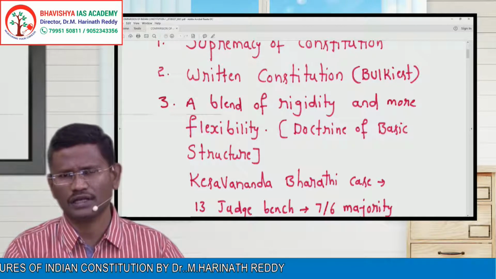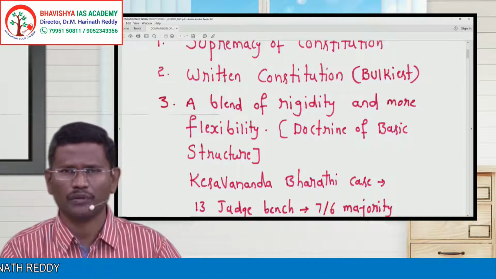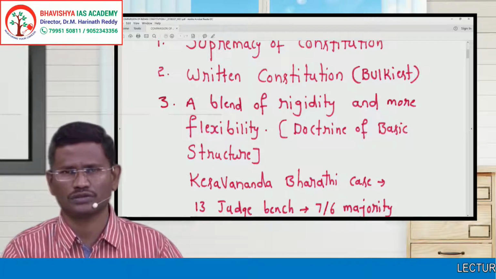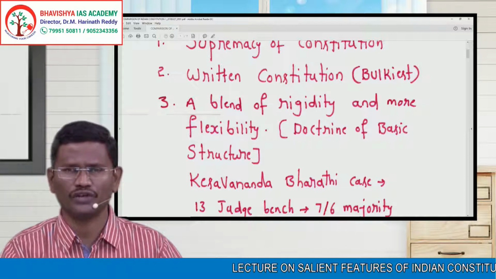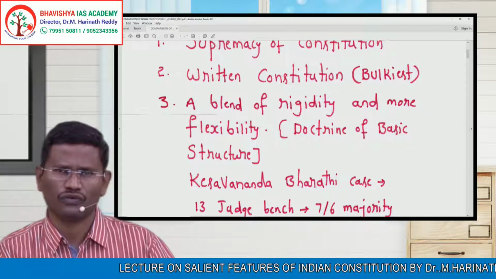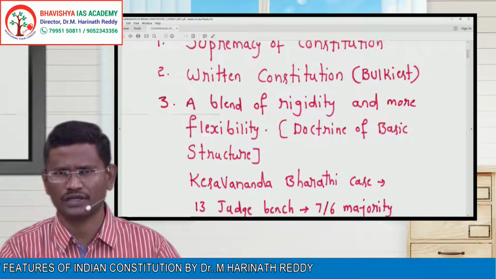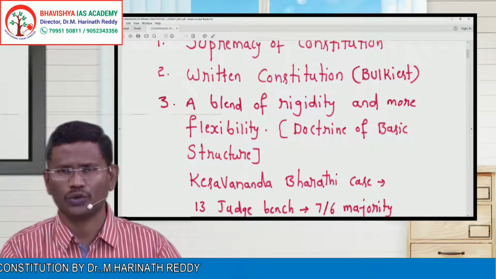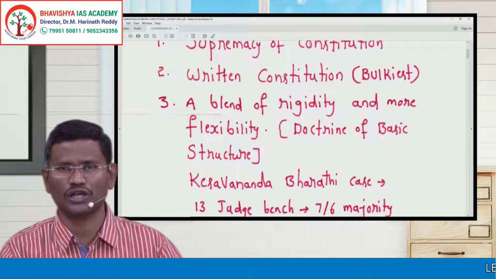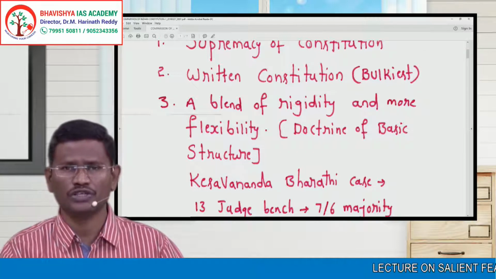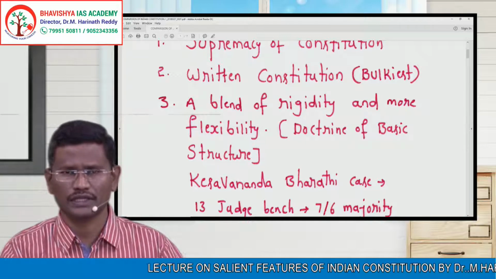Remember, under Article 368 of the Indian Constitution, the Indian Parliament can amend the provisions of the Indian Constitution. From 26th January 1950 up to 24th April 1973, the power of the Indian Parliament to amend the Constitution under Article 368 was unlimited. It was absolute, which means any provision of the Indian Constitution could be amended by the Indian Parliament under Article 368.